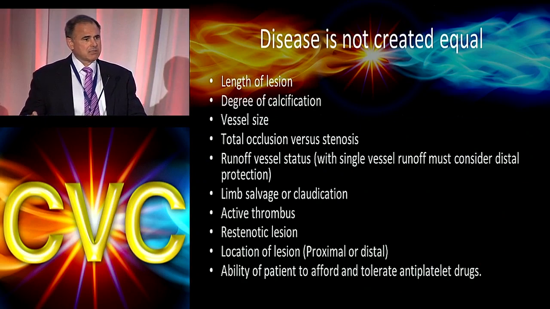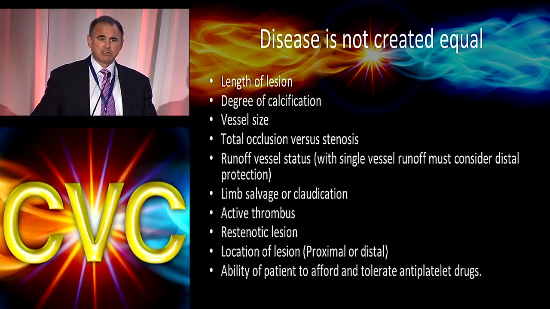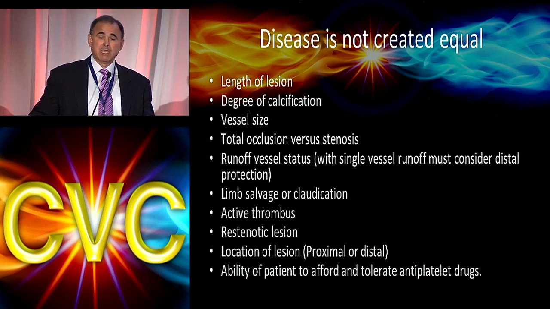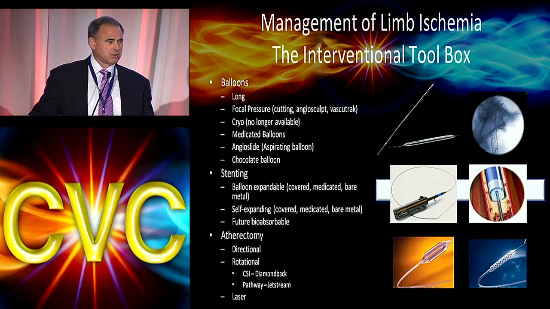All this disease is not created equal. We have to look at the length of the lesion, the degree of calcification, the vessel's size, very important, total occlusion versus a stenosis, the runoff vessel status, I think perhaps the most important issue of all. Limb salvage or claudication presentation, active thrombus, is it already a restenotic lesion? Is the location proximal or distal? And finally, will the patient be able to afford and will they take antiplatelet drugs after? Because there are many people who cannot and do not, and that plays a role.